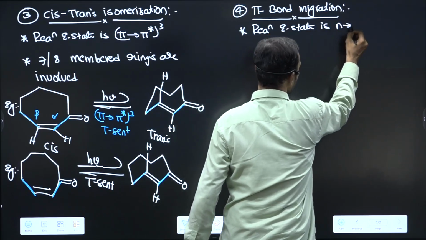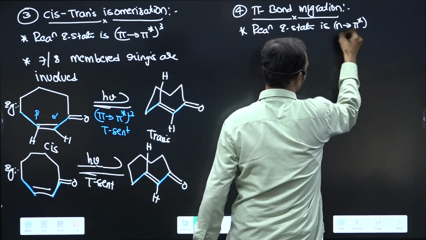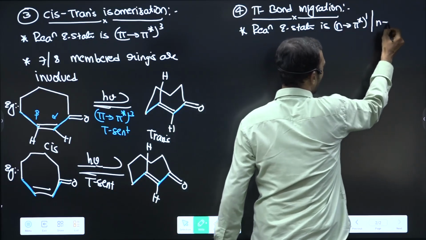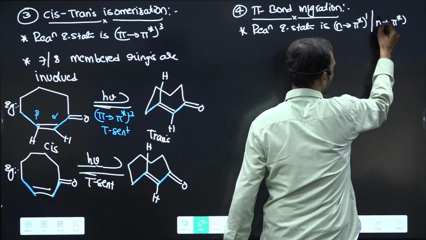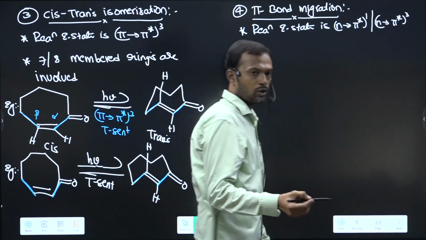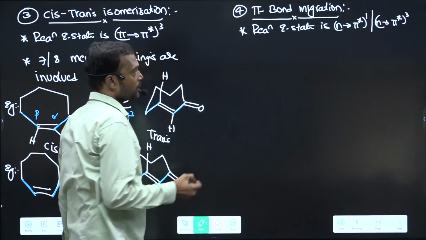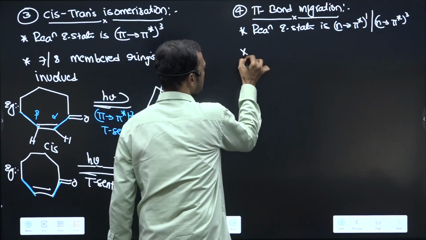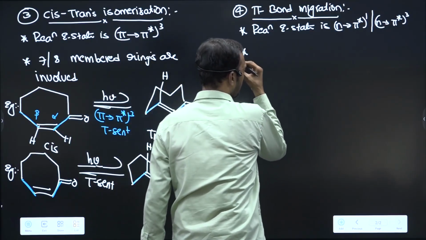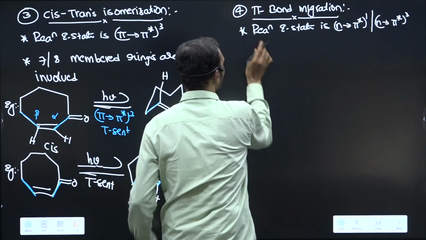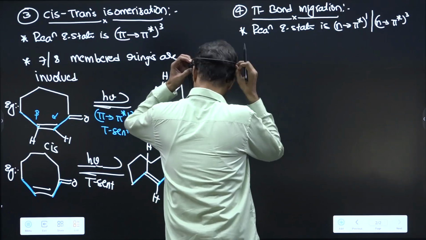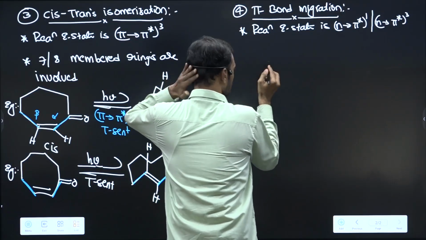Reaction excited state is n to pi star. You can take either triplet or singlet. Both are possible. Singlet or triplet we can use. But if I want to use triplet, go for a triplet sensitizer. Answer remains the same. Okay.